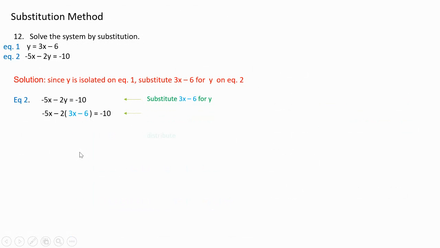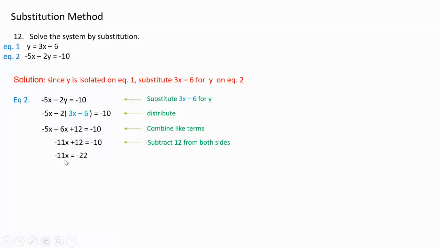Then I distribute. That's going to give us negative 5x minus 6x plus 12 equals negative 10. So I'm going to combine like terms. Negative 5x minus 6x will give us negative 11x plus 12 equals negative 10. Then to solve for x, I'm going to subtract 12 from both sides. So this will give us negative 11x equals negative 22. Then we divide both sides by negative 11. So my result will be x equals 2.